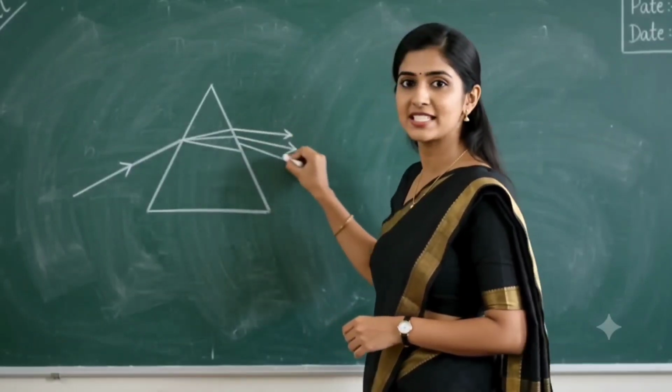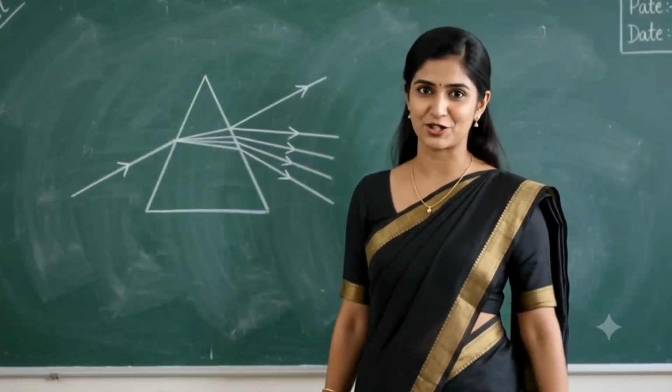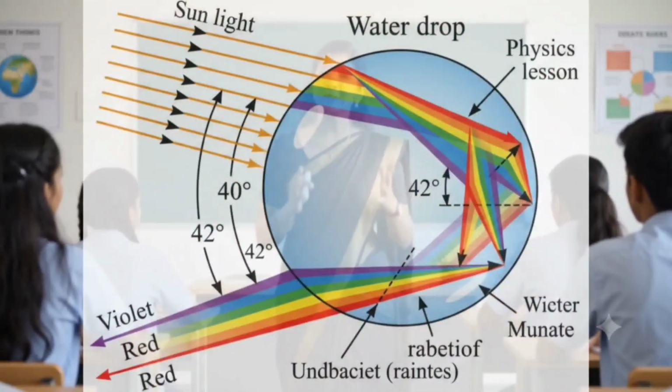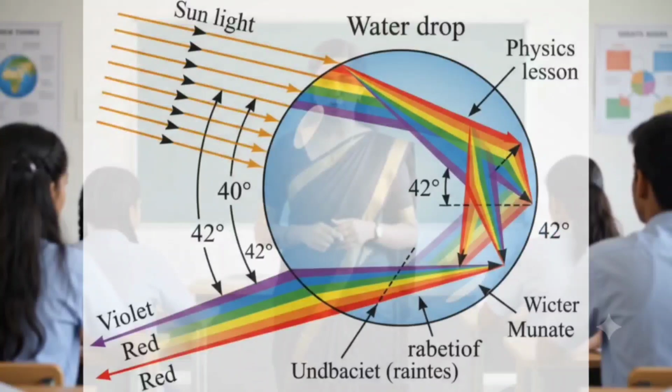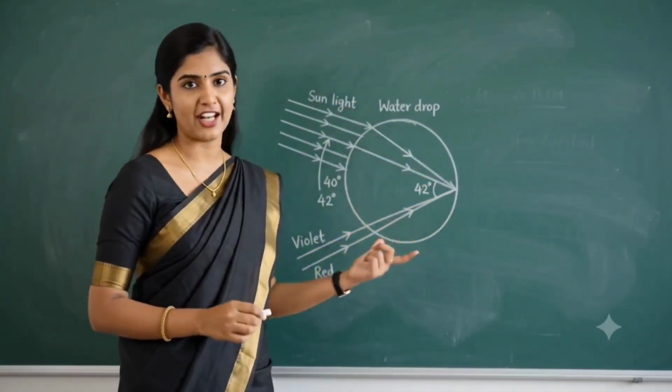Suspended water droplets in the air act like tiny prisms, dispersing the white sunlight into a spectrum. The formation of a rainbow involves 3 main steps inside each raindrop. They are refraction, dispersion, and total internal reflection.